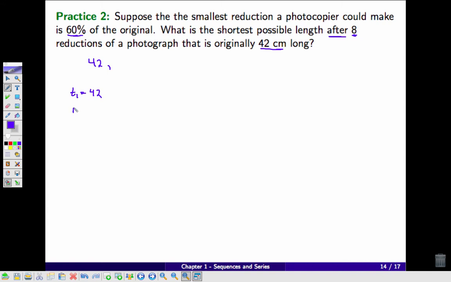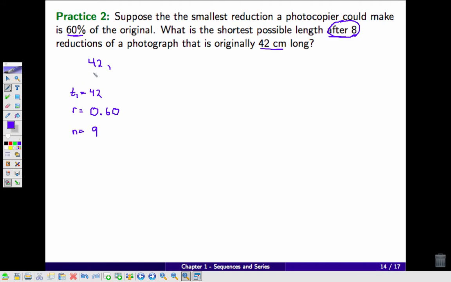Okay. What is r? Well, it says each reduction will be 60% of the original. So that means you are actually multiplying each iteration by 0.60. That's what 60% would be in decimal format. So you could actually already figure out what the next term is. But that's not what the question's asking. The question's asking what will happen after, and here's the annoying part of this question, after 8 iterations. So n will actually be 9, because it's after 8 iterations.